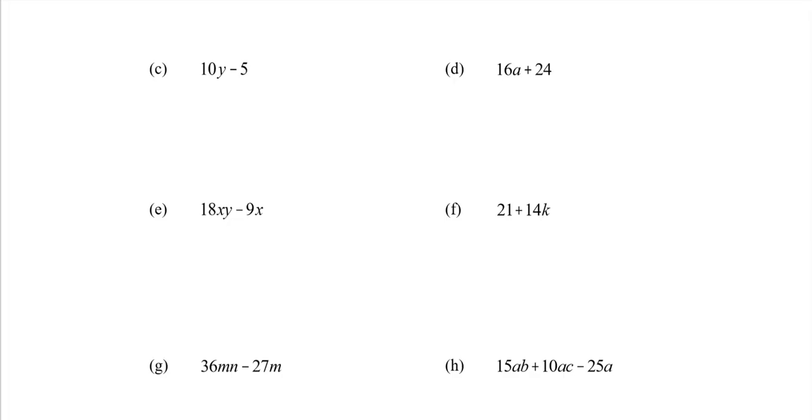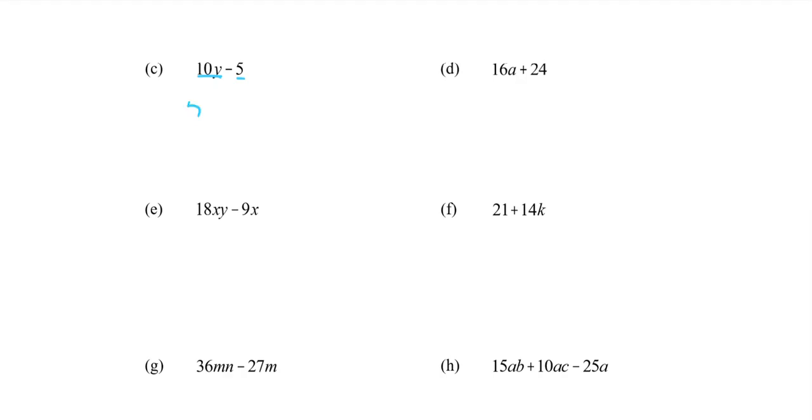Question C. We have 10y and minus 5. Both of those numbers can be divided by 5. So we do 10y divided by 5. 10 divided by 5 is 2y. Then we have a minus sign, and 5 divided by 5 is 1. Close bracket.